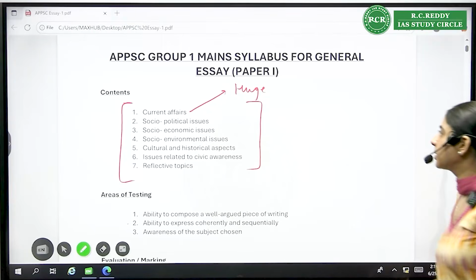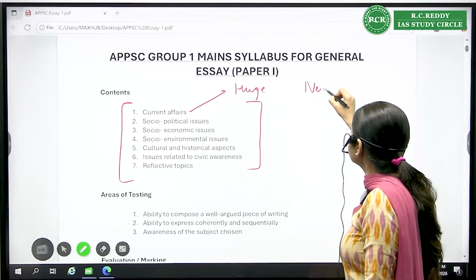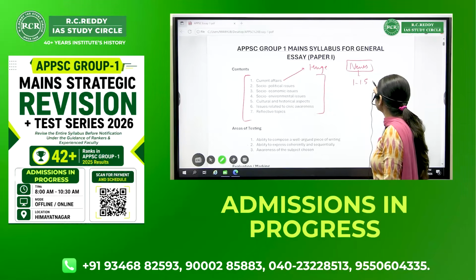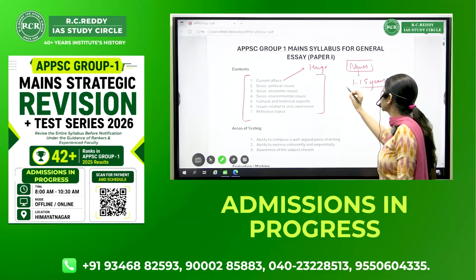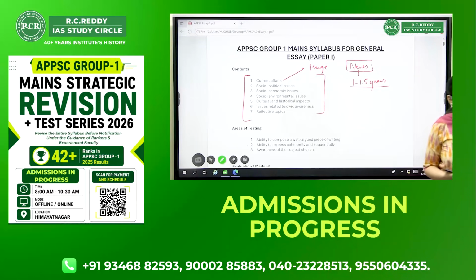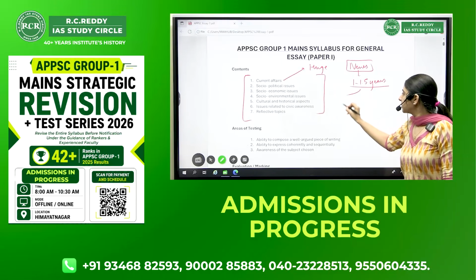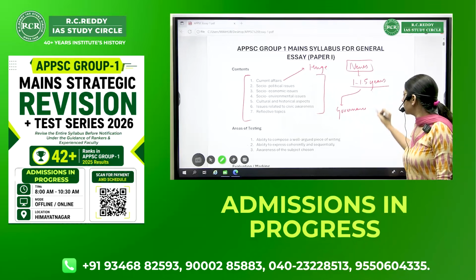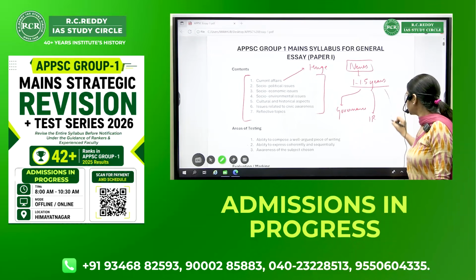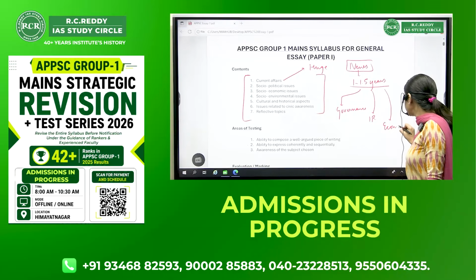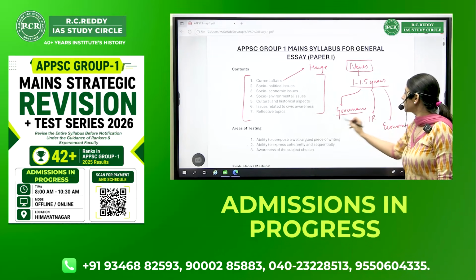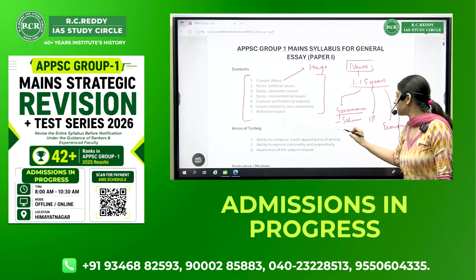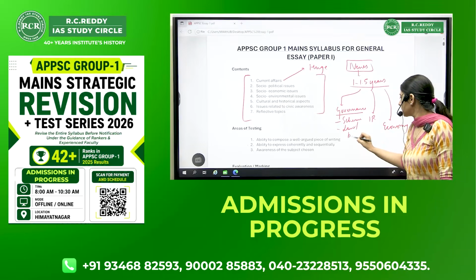So a takeaway from here is that whatever news has been there at least in the last 1 to 1.5 years, you need to have a base in it, right? Now the news can be with respect to governance, it can be international relations, it can be about economy, and when I'm talking about governance, they can directly, with respect to a scheme, they might ask you something, with respect to some new law or bill, they might ask.